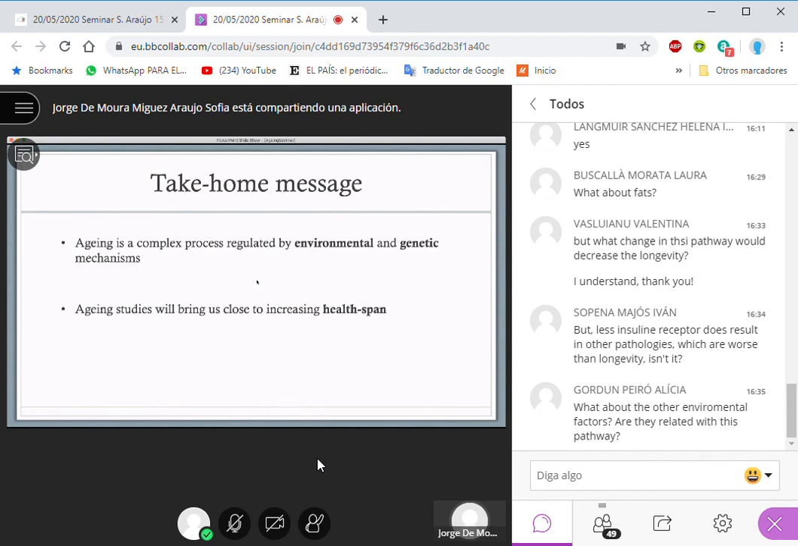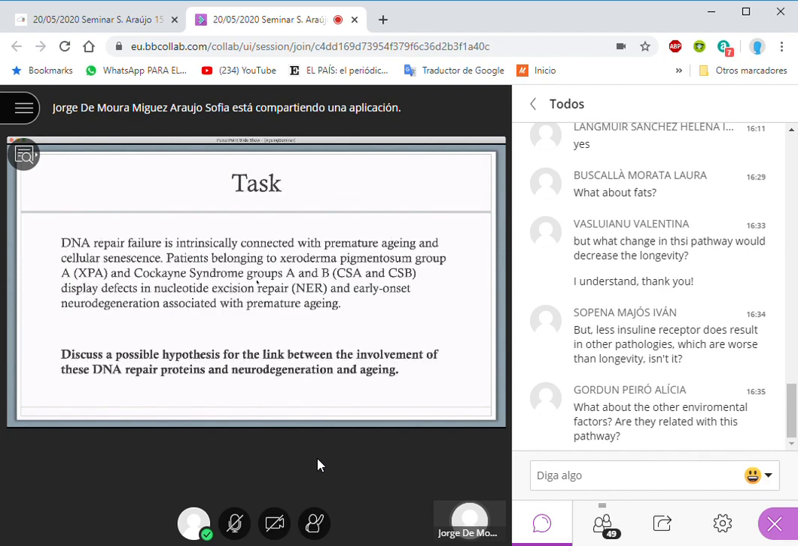So my last slide here is the task that you have. This task is in the slides, but you also have it in the place where you have to put your abstract. So you have to write an abstract responding to one question that I'm putting here. So basically, DNA repair failure, as we were seeing at the beginning of this seminar, is intrinsically connected with premature aging and cellular senescence.